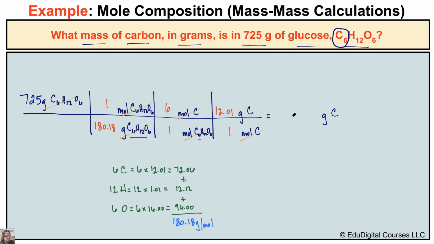And we're going to end up with 290, it looks like, 290 grams of carbon. So we have 3 significant figures here, and we have 3 significant figures in our answer. So if we have 725 grams of glucose, how many grams of just carbon will there be? Looks like there's going to be 290 grams of carbon.